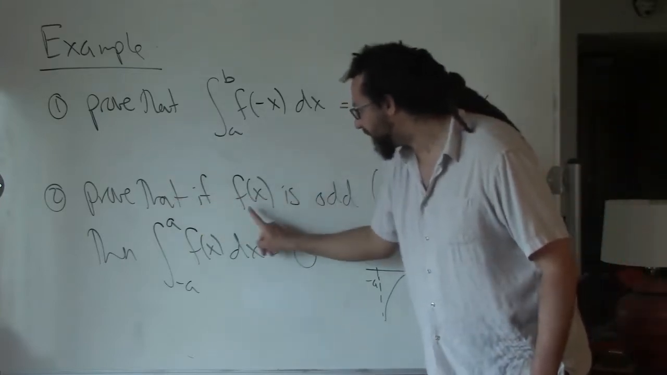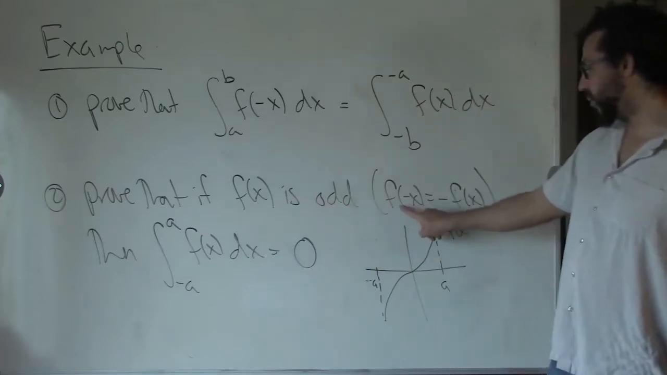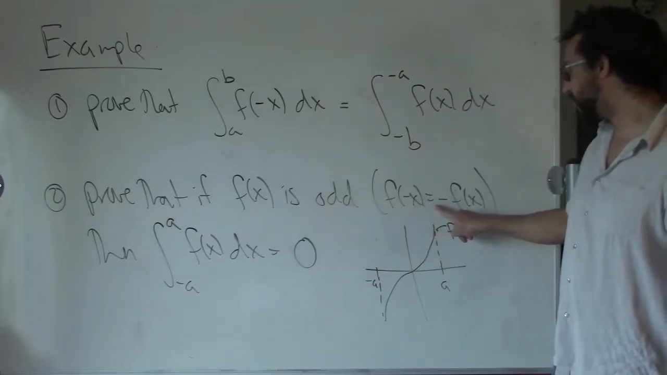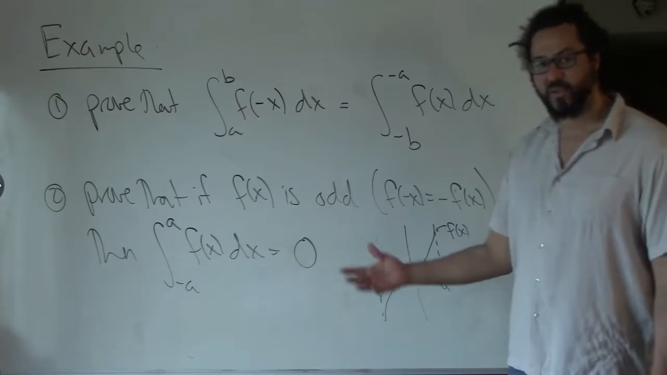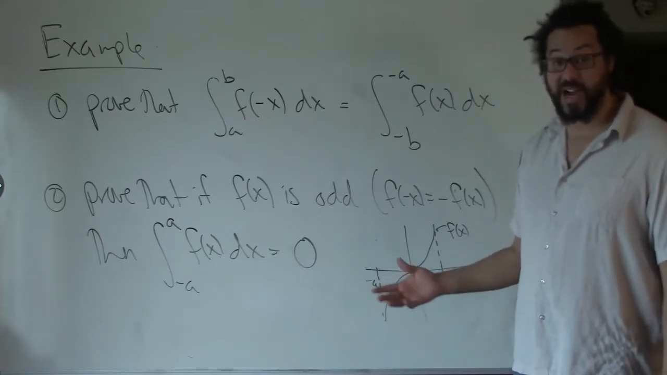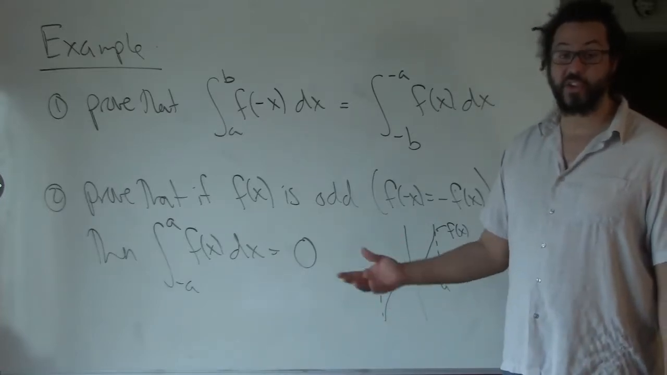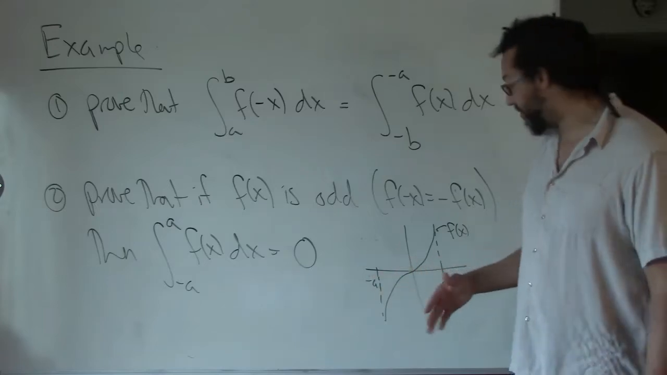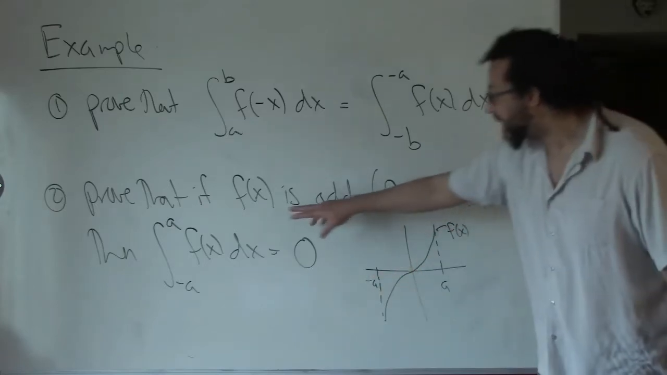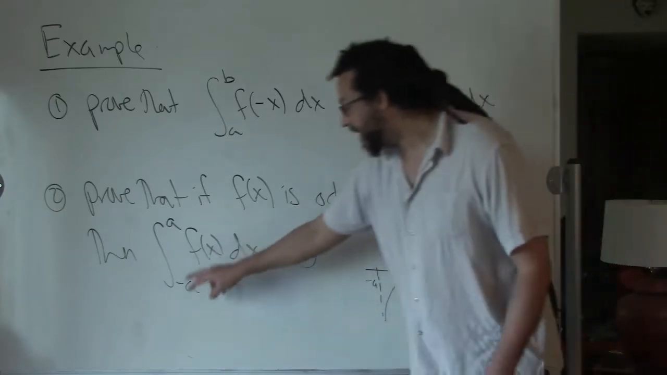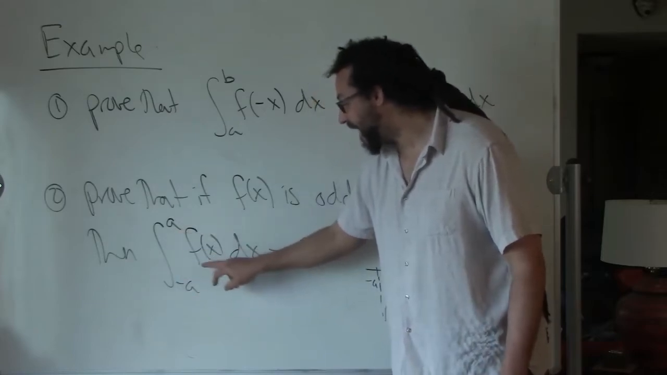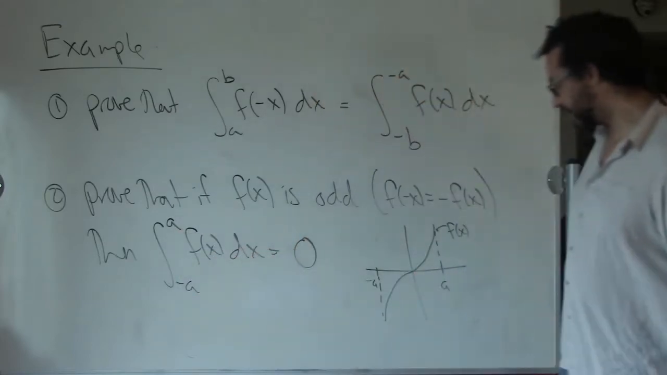So, prove that if f is an odd function, in other words, f of negative x is equal to negative f of x, so like the sine function is odd, y equals x cubed is odd, y equals x to the fifth, so on and so forth. So prove that if the function is odd, then the integral from negative a to a of f of x dx is equal to 0.